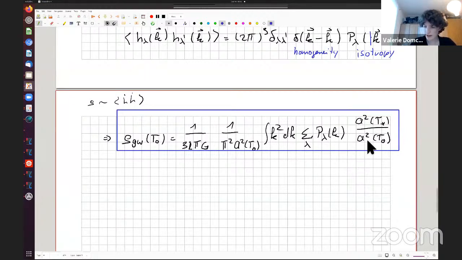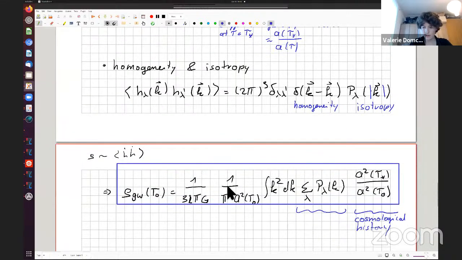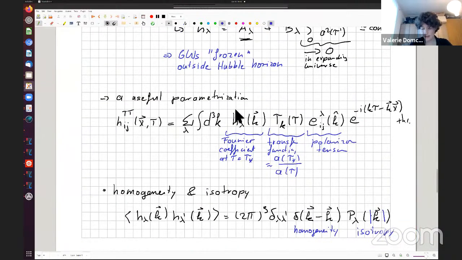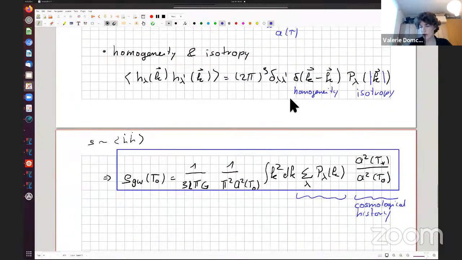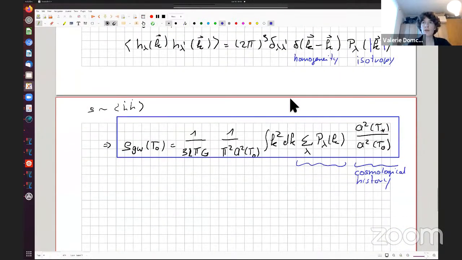And essentially, we see again that there's two parts. So here we have the transfer function, which encodes the cosmological history, right? So this tells us how much the universe has expanded since the point in time when the gravitational wave was emitted. So here we have all the information on the cosmological history. And here, this is the two-point function of the primordial Fourier coefficients, right? So this contains the information about the source, or whatever happened to generate the gravitational waves in the first place. So this is the primordial power spectrum.